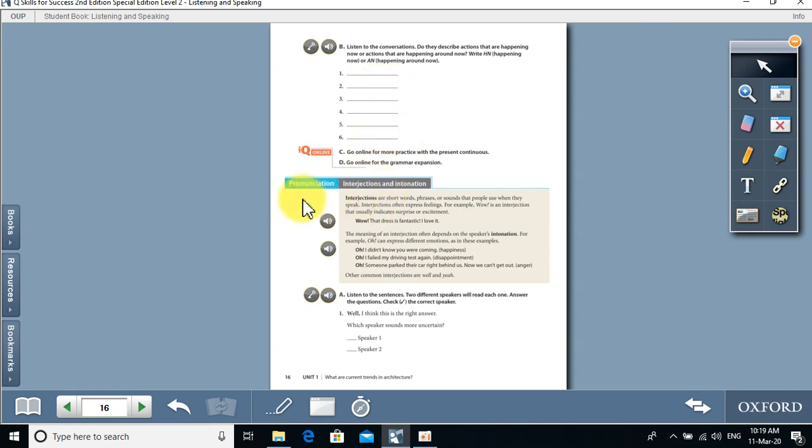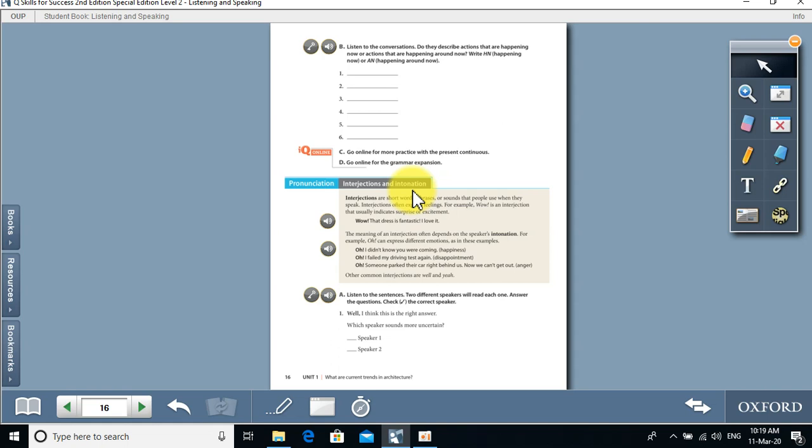Okay, now on the next spot, that is pronunciation. Today's pronunciation is about interjections and intonation. Interjections are words, a part of speech. These are words that show emotions, like when you're sad, excited, happy, surprised, or disappointed. So these are words that show your emotions. And intonation is the rise and fall in the tone when the speaker is speaking.